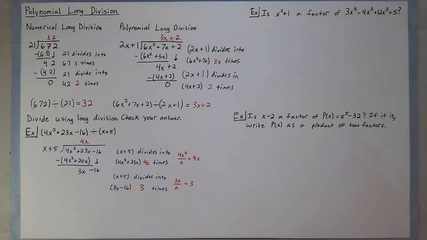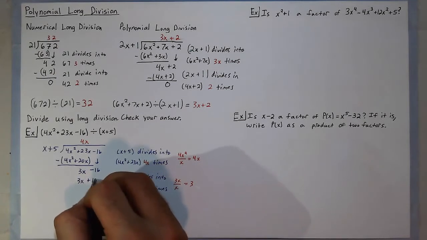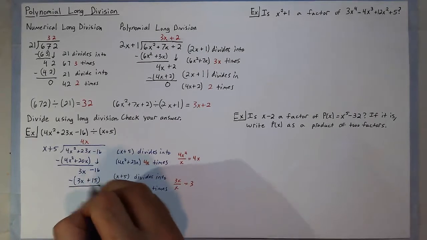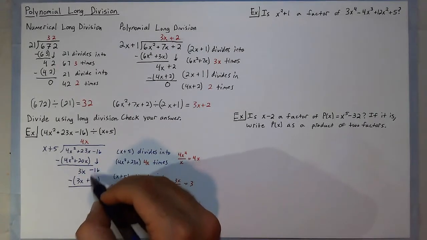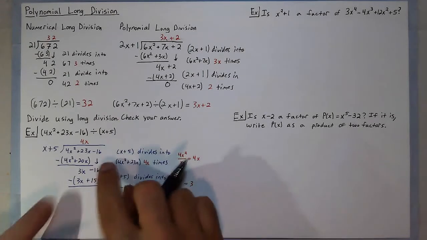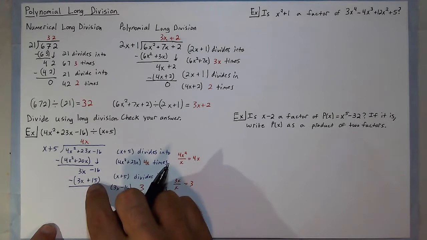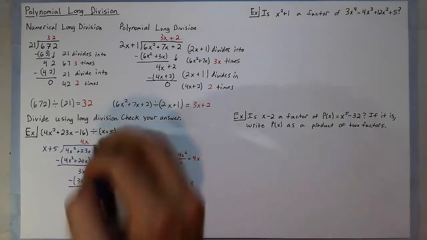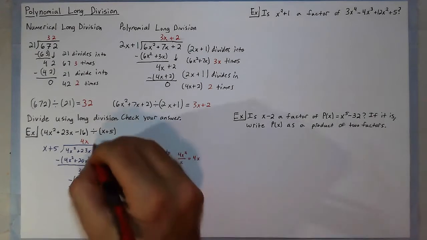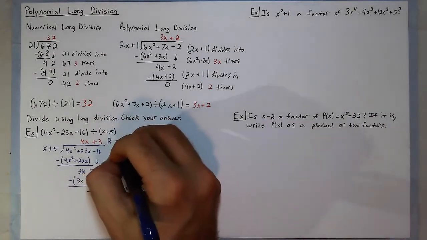So then 3 times x plus 5 is 3x plus 15. We'll subtract. 3x minus 3x is 0, and a very common mistake is when these are opposite signs, many people will add them together to get negative 1, but I have to subtract the 15, which will give me negative 31, which is my first remainder. So my answer would be 4x plus 3 with a remainder of negative 31.